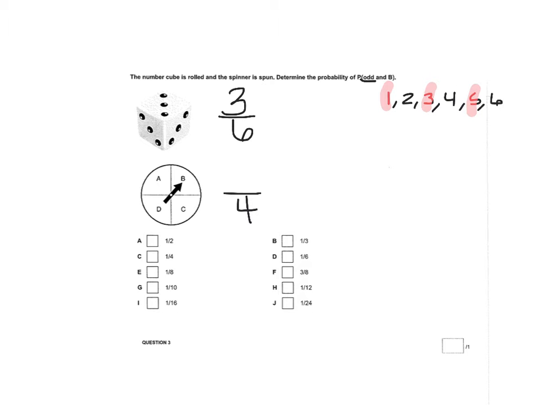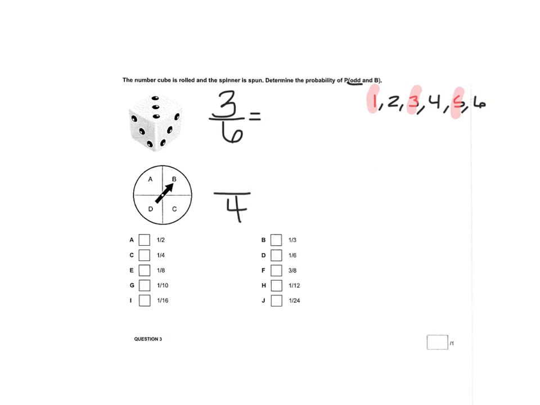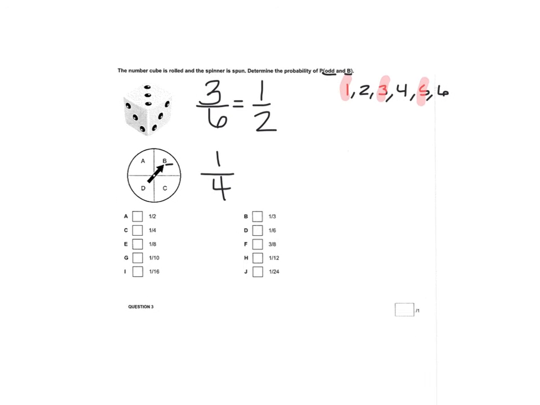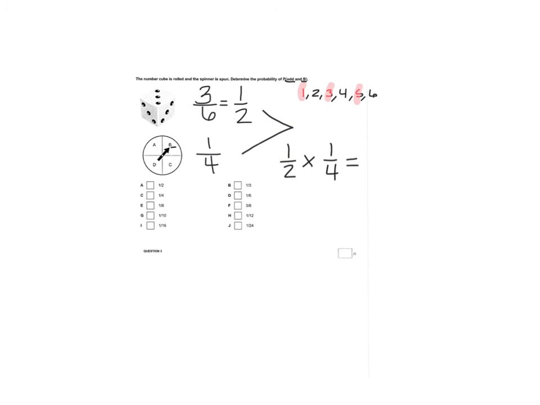are odd. And we can go ahead and reduce that if you can see that easy, because that will make your multiplying a lot easier. So 3/6 can reduce down to 1/2. Now on the spinner, there's 4 sides, and the probability of landing on B, there's just one B, so that would be 1/4. And same thing, we're going to multiply these two together. So 1/2 times 1/4. And you just multiply across. 1 times 1, 2 times 4.